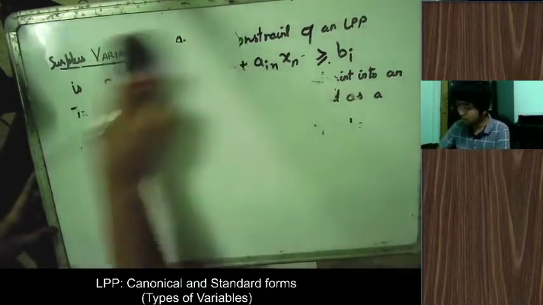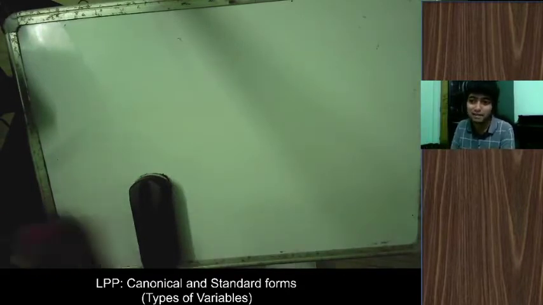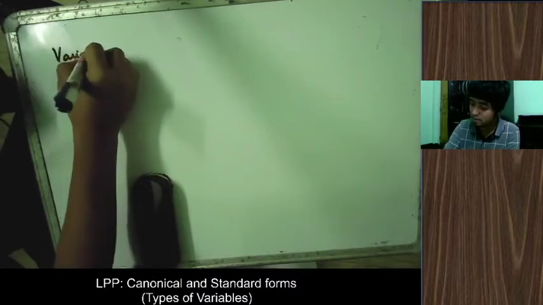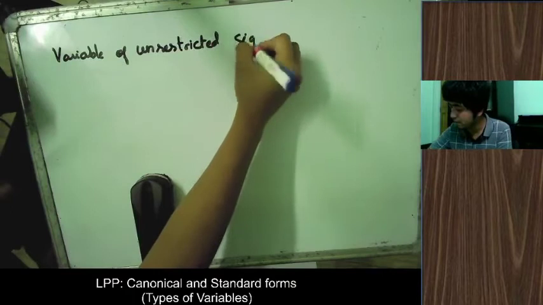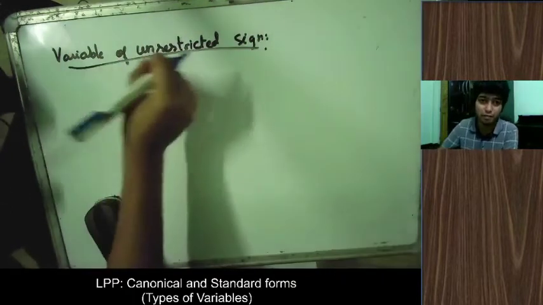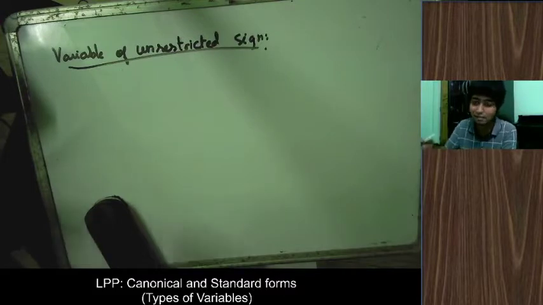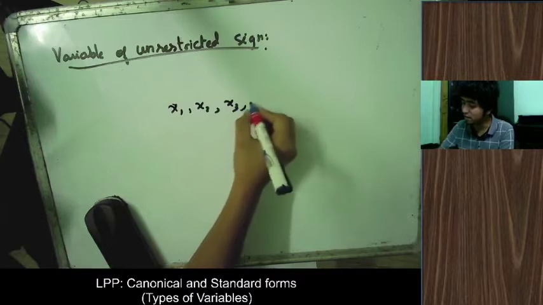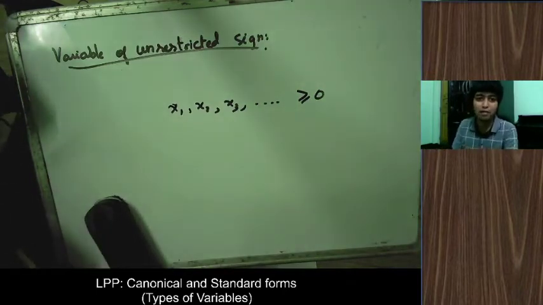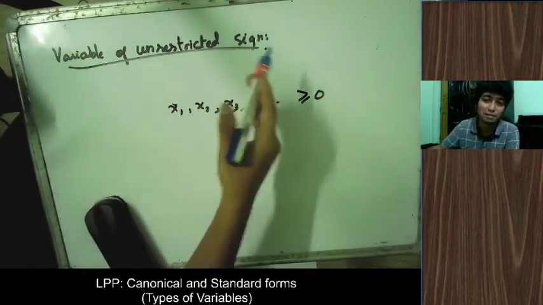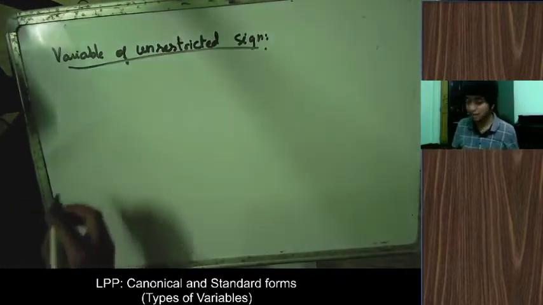Also, sometimes there will be variables of unrestricted sign. Whenever we say it is unrestricted sign, just remember this: when we are doing LPP, the sign restriction was that x1, x2, x3, all of them have to be greater than or equal to 0. That is, they have to be non-negative, they should not be negative. But what happens if we have a variable of unrestricted sign? That is, they can be positive as well as negative.